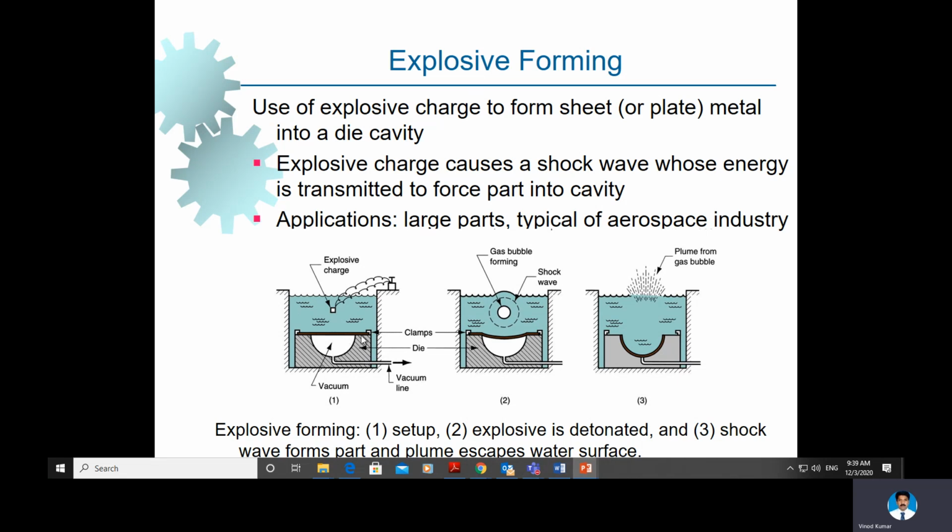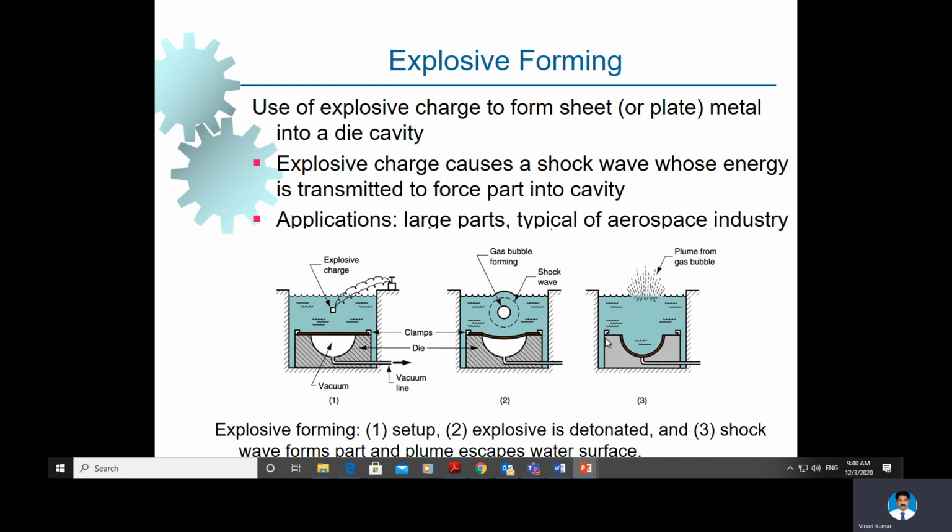As you can see here, the workpiece is clamped just above the die. This is the die. This is the shape to be produced. So as the explosive forming happens, when the charge explodes, high shock waves with high velocity, over the range of 120 meter per second, are produced. These shock waves will create a pressure on the surface of the workpiece, and the metal bends, and sufficient plastic deformation takes place, and we get the desired shape of the product. So this is called explosive forming.